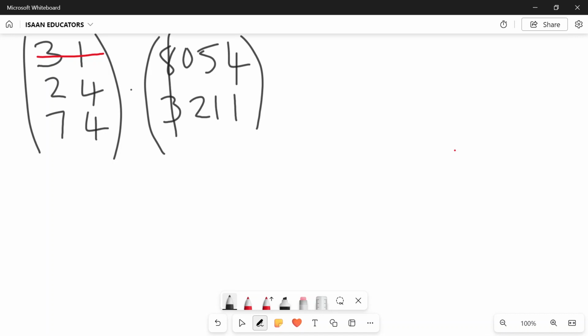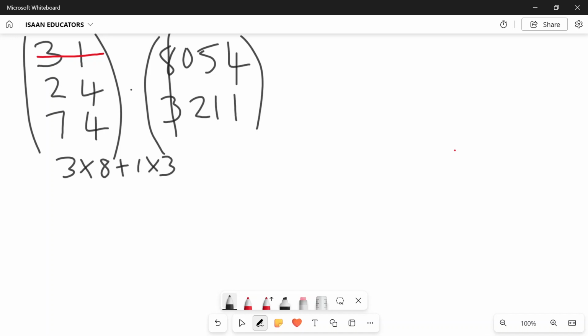So let us do it practically. For example, here we are going to start with 3 multiplied by 8, then 1 multiplied by 3, meaning that you are multiplying the elements in the rows in the first matrix with the elements in the columns in the second matrix. So you are going to multiply 3 by 8. Then you are going to add 1 multiplied by 3. As you can see, we have multiplied the elements in the rows in the first matrix with the elements in the columns in the second matrix.